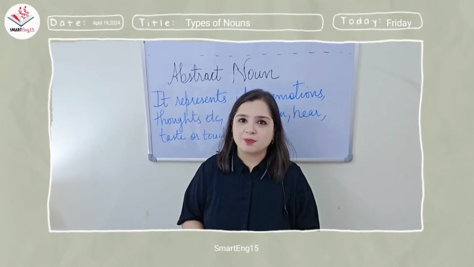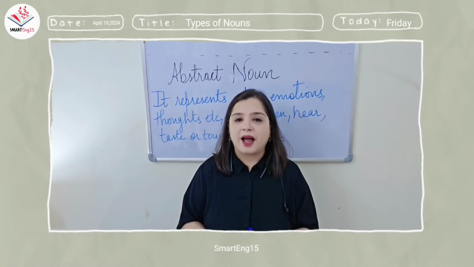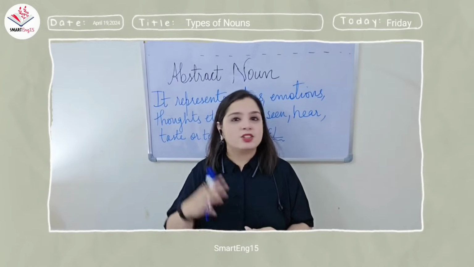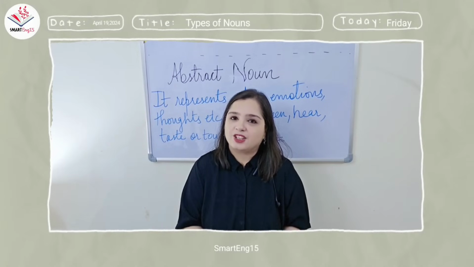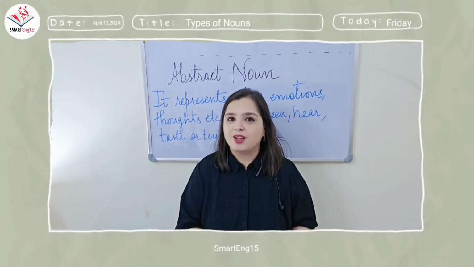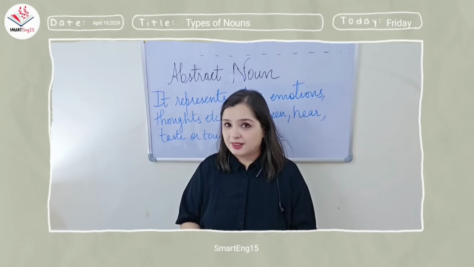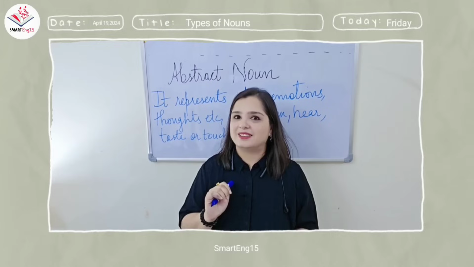Next example. Our friendship is so strong. So our friendship is strong. The friendship here is an abstract noun. I can't touch the friendship. I can't taste the friendship. I can't hear the friendship. But I can feel that yes, actually it's so strong. So with the abstract noun, you can just feel. You can never taste it or touch it or see it or hear it.